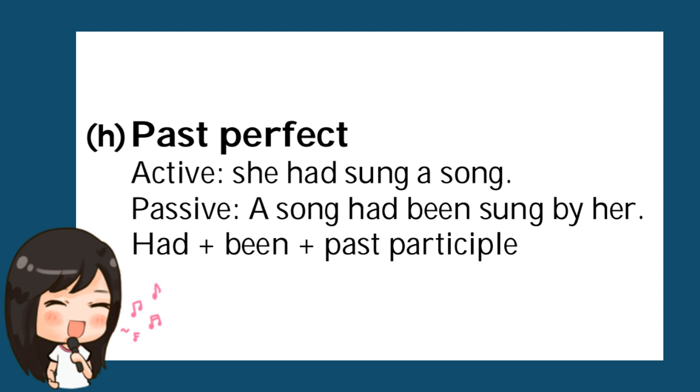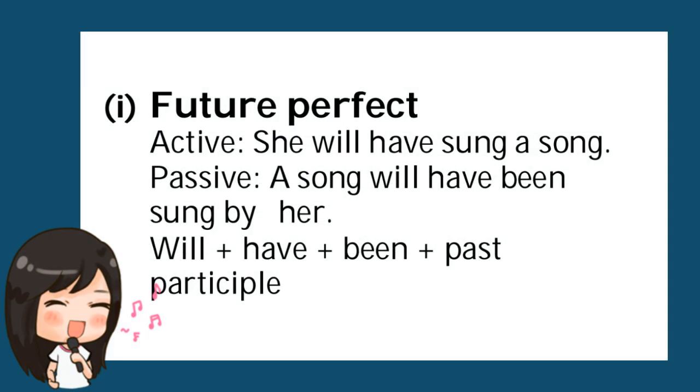In passive voice the sentence became a song had been sung by her. Okay, so the verb form is had been plus past participle. In present perfect it was has been plus past participle. In past perfect it is had been plus past participle. Okay, now we are moving to the next one, future perfect tense.